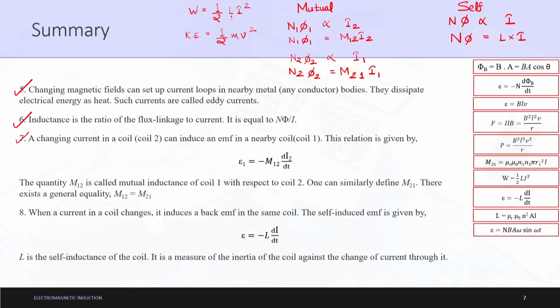So, from here we found this to be analogous. We said that L is nothing but electrical inertia and m is mechanical inertia, and similarly I and velocity are analogous. So, this is how we got to know that L is electrical inertia. Just a quick iteration again of the last line here: L is the self inductance of the coil. It is a measure of the inertia of the coil against the change of current through it. So, this was the last line here.